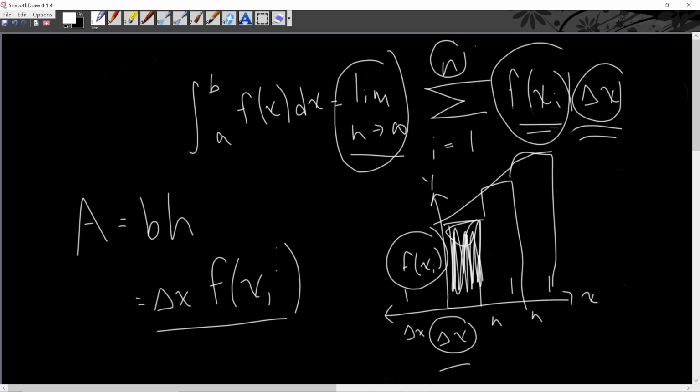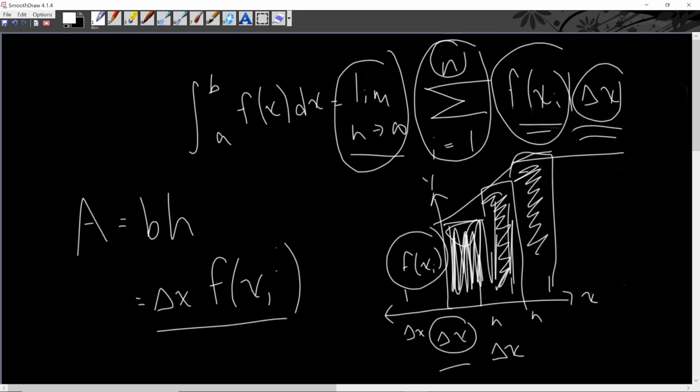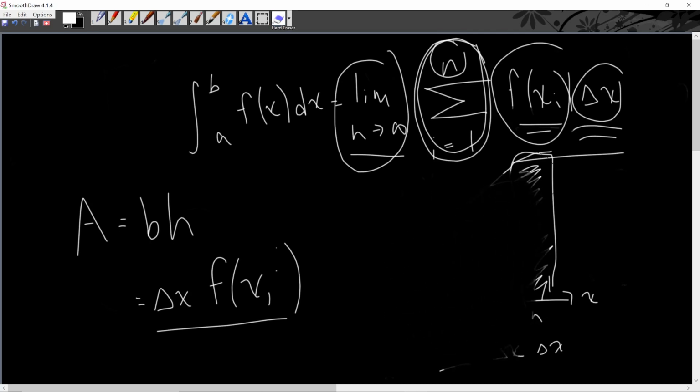And now let's talk about our series part of this. A series is simply the sum of a bunch of things. In this case, it is the sum of a bunch of areas of rectangles. So if this was another f of x_i times delta x, and this is another f of x_i times delta x, that means that when we sum up all of these impossibly thin rectangles, we are simply going to get the area under the curve.